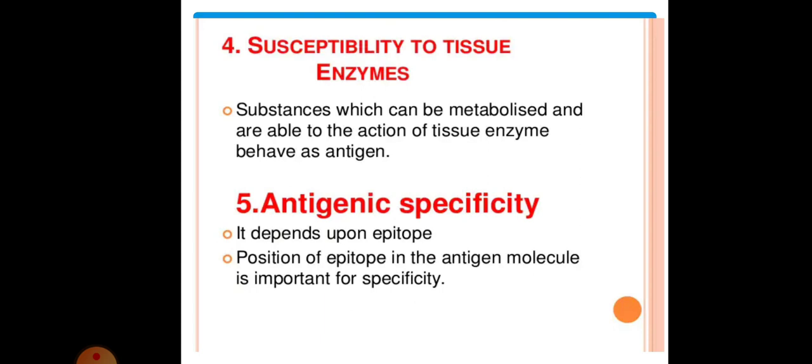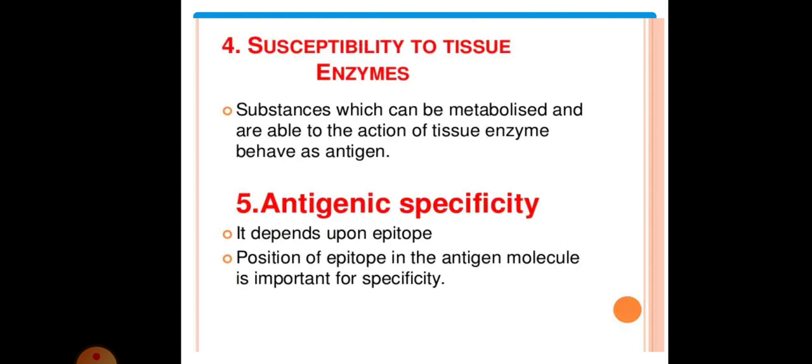Fourth factor is susceptibility to tissue enzymes. Substances which can be metabolized and are susceptible to the action of tissue enzymes behave as antigens. Another important factor: fifth factor is antigenic specificity. That substance specifically binds to the specific antibody, which means specificity is a must.